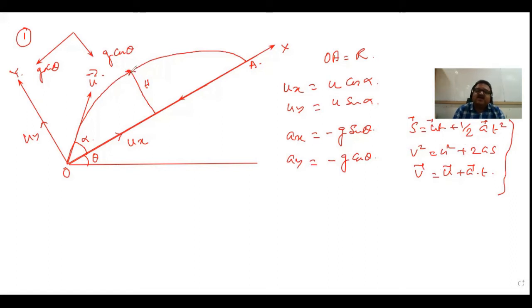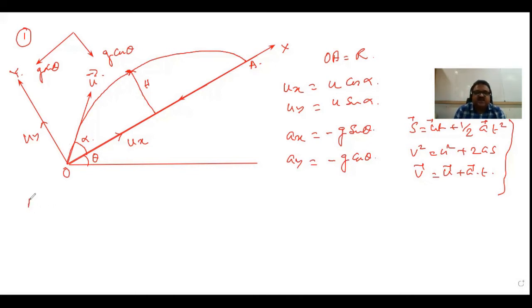What will happen at the maximum height? The vertical component of velocity will become 0. Correct? That is why it is going down again, because we don't look from the frame of reference of the horizontal plane. It is from the basis of what plane? The inclined plane. So let us try to find out the time of flight, range, all the information.